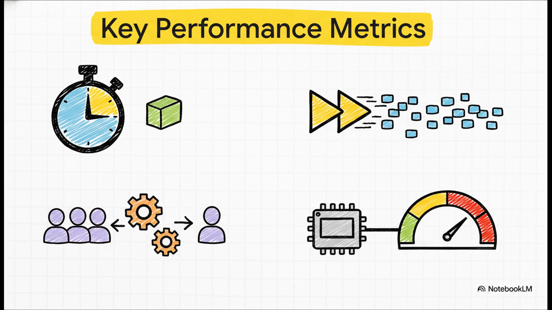Time to first token, how fast does that first word pop up? Time per output token, how quickly does the rest of the text stream out? Throughput, how many people can use it at once? And the big one, VRAM usage, or how much incredibly expensive GPU memory is this whole thing eating up?